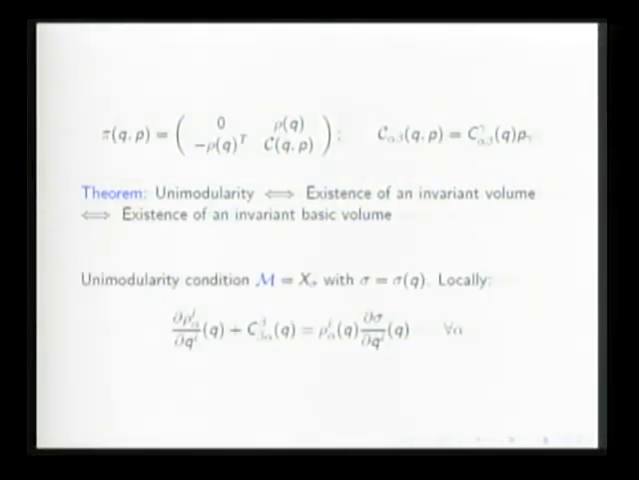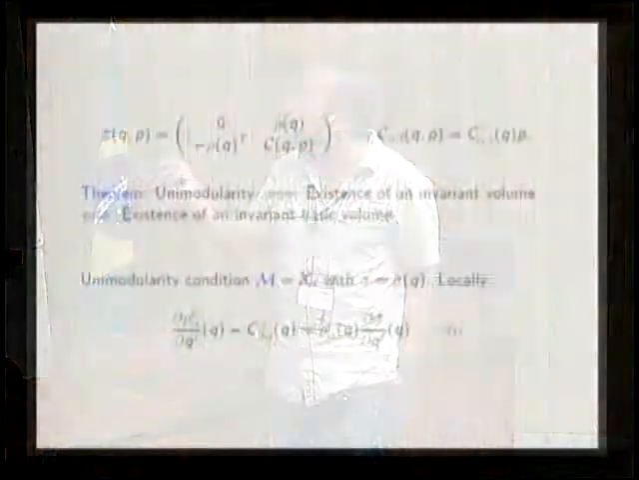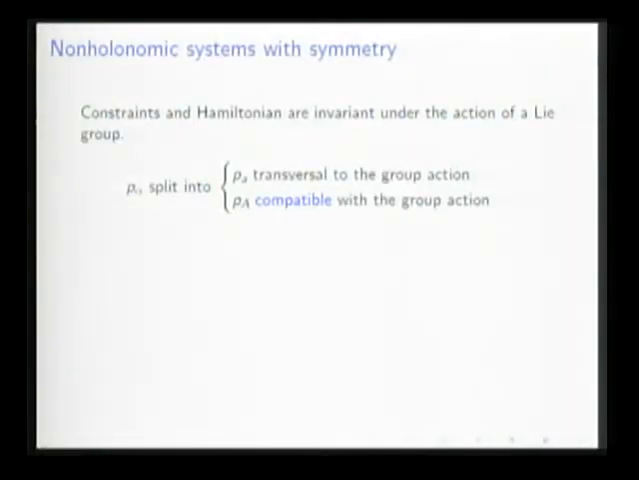Now, if you look at the unimodularity condition, you ask yourself whether this vector field is Hamiltonian, and you end up with a system of partial differential equations. So it doesn't seem like you've accomplished much, because Liouville's equation to begin with was a system of partial differential equations. So what have we accomplished? At this point, really nothing. But if you look at non-holonomic systems with symmetry, this is where it all becomes useful.